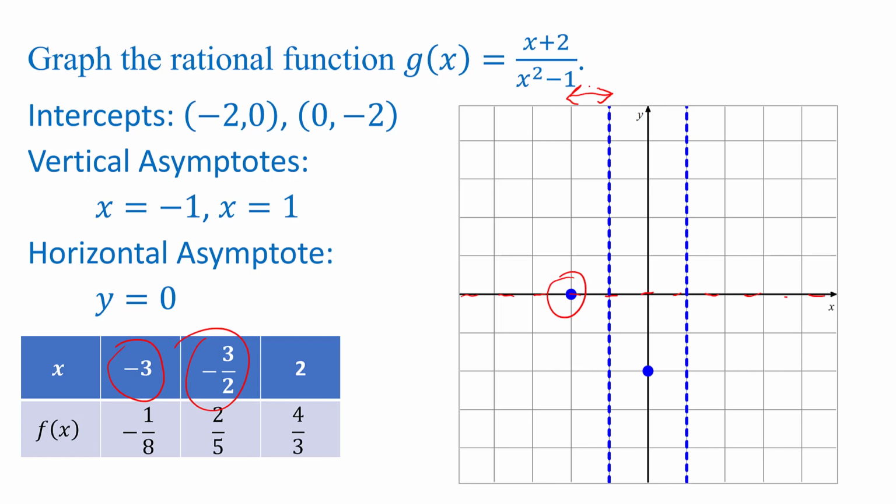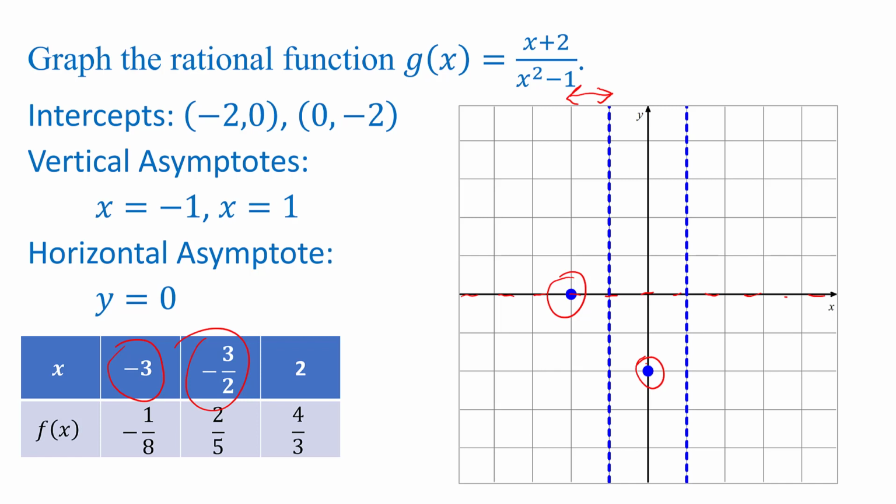And then between the two vertical asymptotes, we get lucky here. Our y-intercept is the point 0, negative 2, which is below the x-axis. And so we know that between x equals negative 1 and x equals 1, the graph cannot cross that x-axis, so has to stay totally below the x-axis.